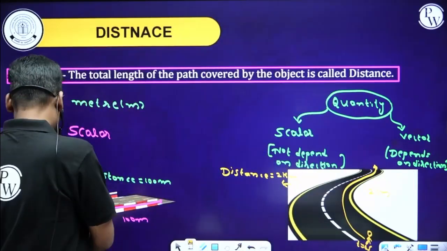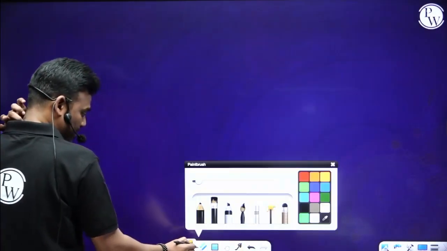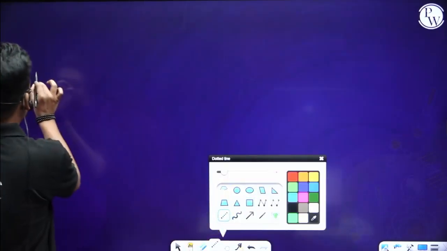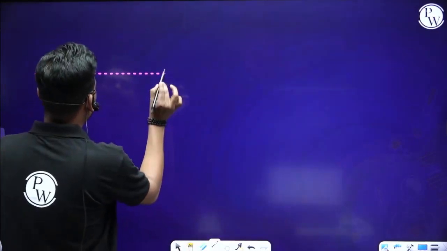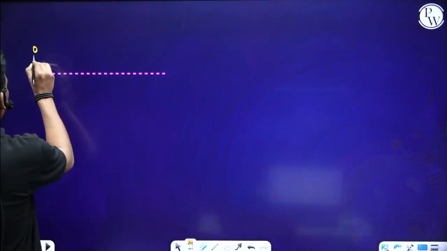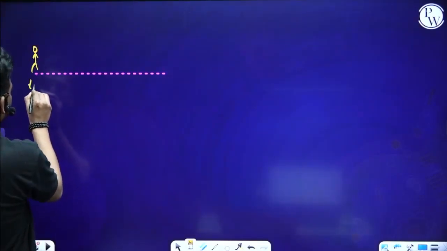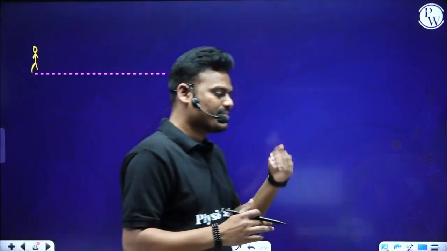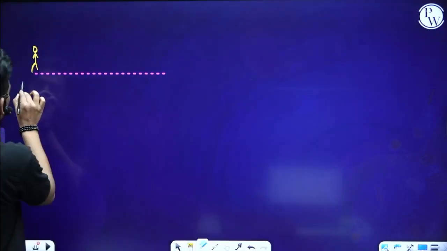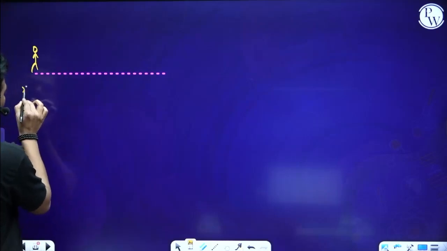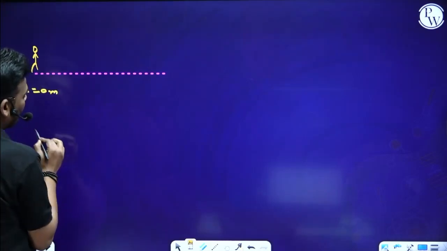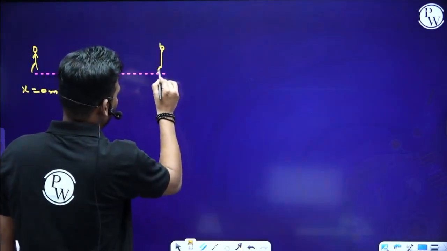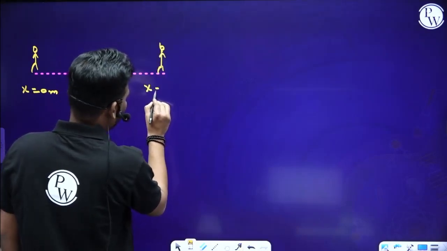For this I'll consider a simple example. So this is the initial point, t equals 0 second. Ignore time. We understood that if the body is changing its position with respect to time, then we can call the body in motion. So this is the initial position. Let's consider the position x equals 0 meter. And finally, the body is here after traveling, x equals 10 meter.